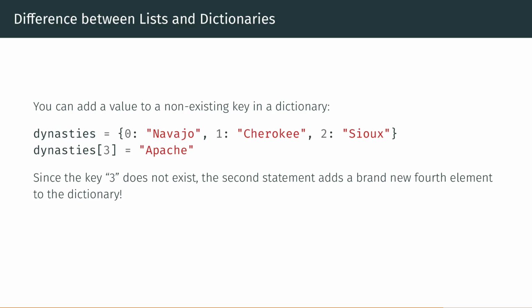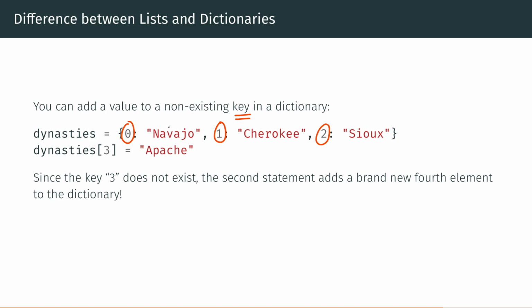Now, how do lists differ from dictionaries? As we know, in a list we have a positional index, but in dictionaries there's no position. There are keys in dictionaries, but not indexes. So even if you use 0, 1, and 2 as keys, you cannot be sure that Navajo, Cherokee, and Sioux will be together.